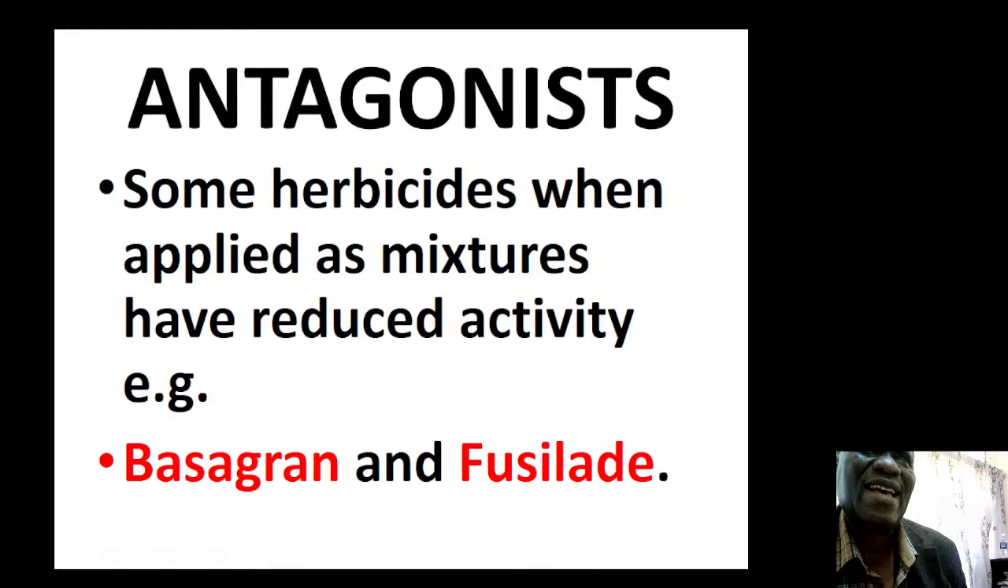Antagonists, we said, although it makes sense to mix Basagran and Fusilade, which are both soybean herbicides, in order to save fuel, if you do so, you are not going to kill the weeds. So apply them separately, because they are antagonistic to each other.